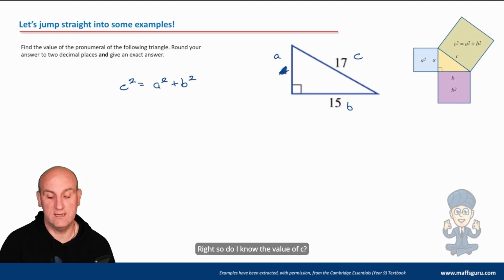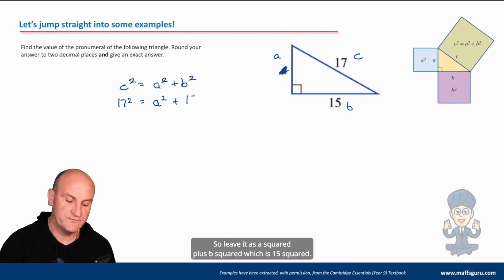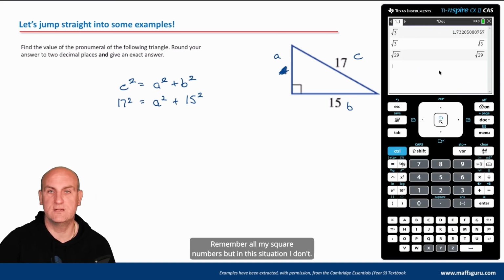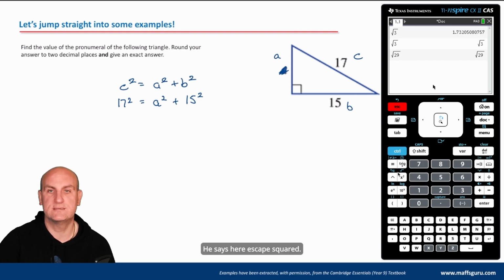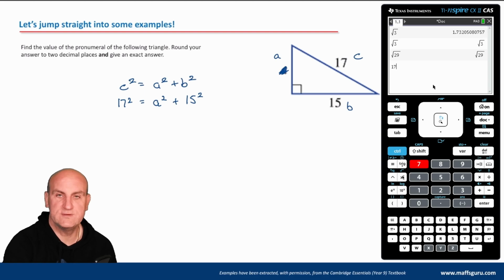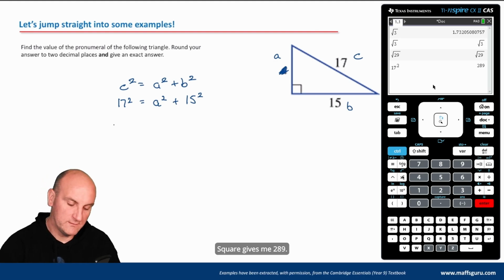Do I know the value of C? I do. It's 17. So 17 squared is equal to A squared. I don't know the value of A, so leave it as A squared, plus B squared, which is 15 squared. Now, I used to be amazing. I remember all my square numbers, but in this situation, I don't. So I'm going to use my calculator and do 17 squared. Nope, I don't know what happened there. Let's try that one again. 17 squared gives me 289. So 289 equals A squared, still don't know it. 15 squared, I do know, is 225.